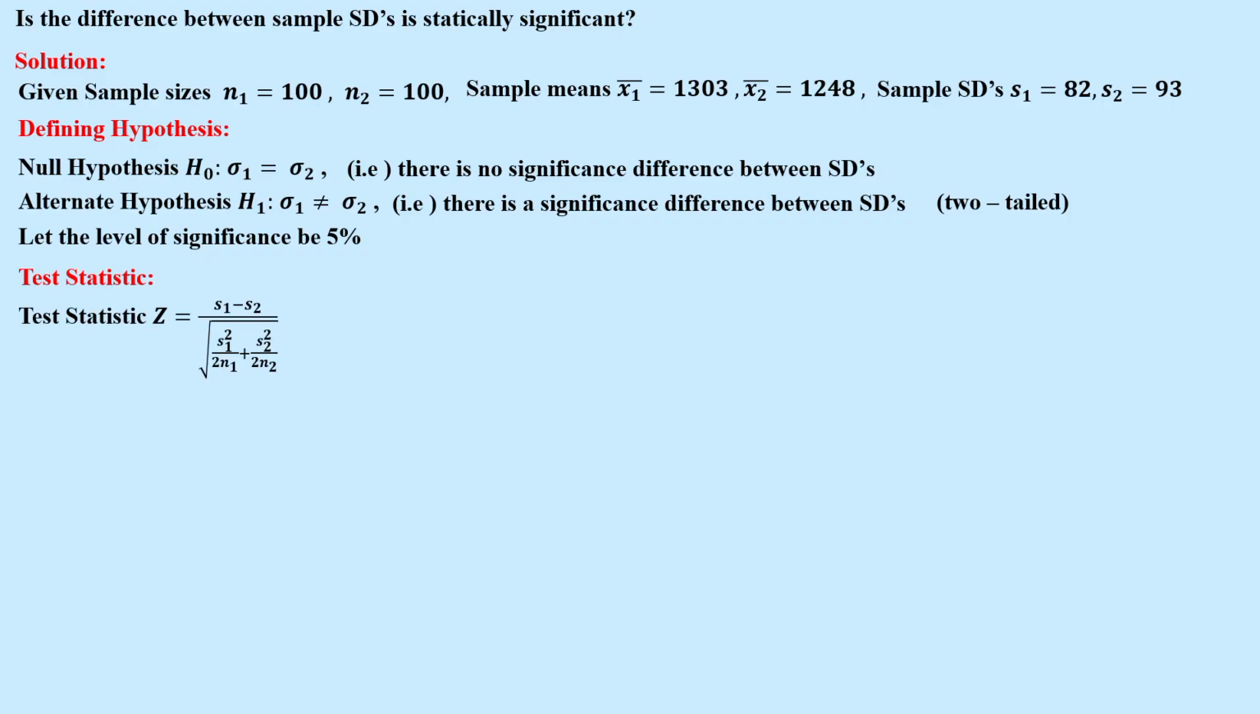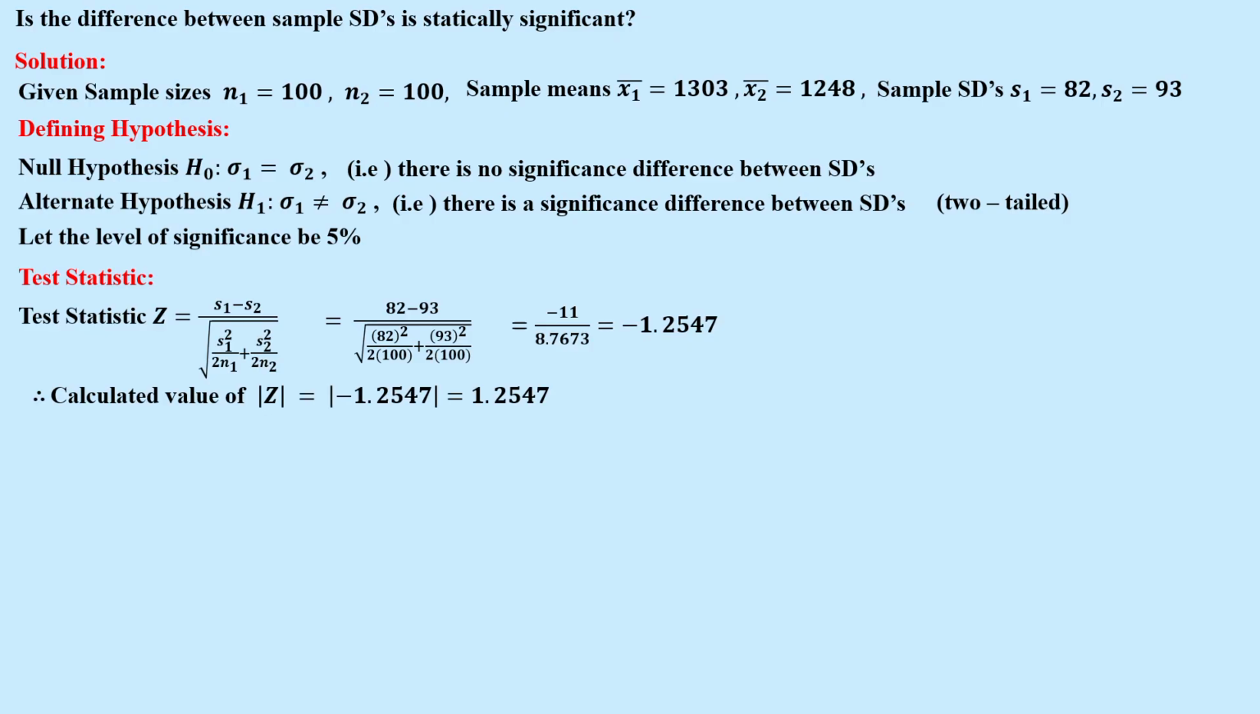Test statistic Z is equal to s1 minus s2 by root of s1 square by 2 n1 plus s2 square by 2 n2. Substituting the values, 82 minus 93 by root of 82 square by 2 into 100 plus 93 square by 2 into 100. So you will get minus 1.2547. For the calculated value, you take the positive value, that is the modulus value, 1.2547. The tabulated value, as per the table at 5% level, is 1.96.